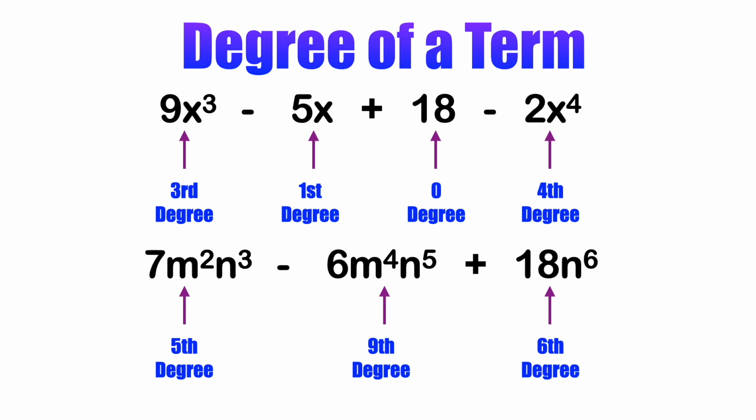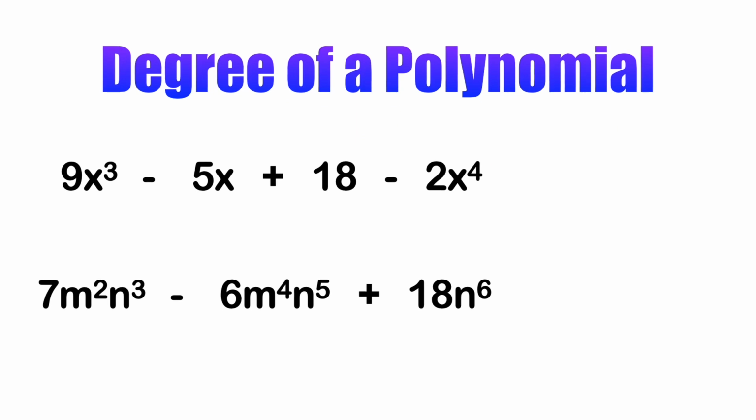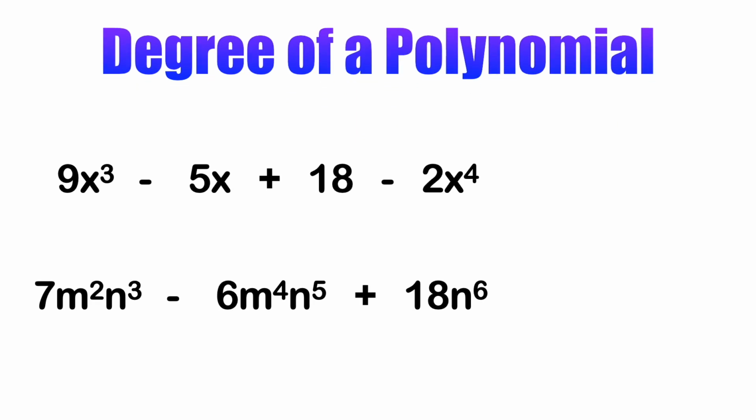Ngayon, meron tayong degree of a polynomial. Ayan, degree of a polynomial. Para mahanap natin yung degree of a polynomial, kung ano yung highest degree. So, in 9x cubed minus 5x plus 18 minus 2x to the fourth power, ang highest degree dyan ay yung negative 2x to the fourth power. Ang degree niya ay fourth.